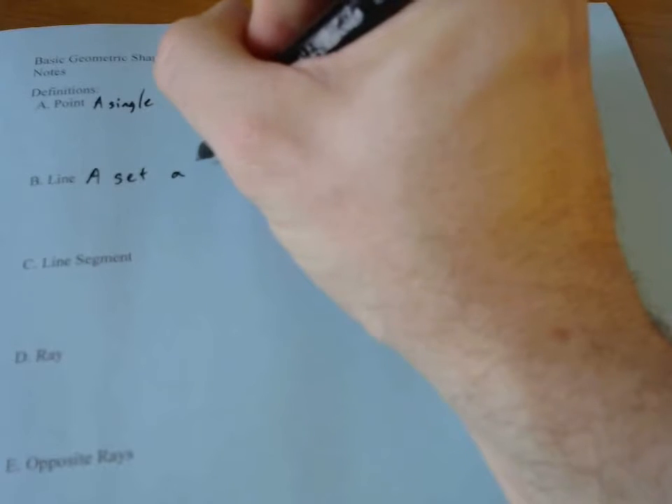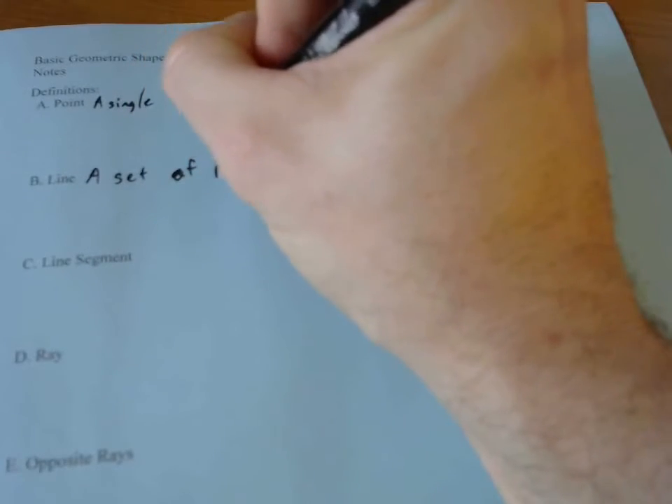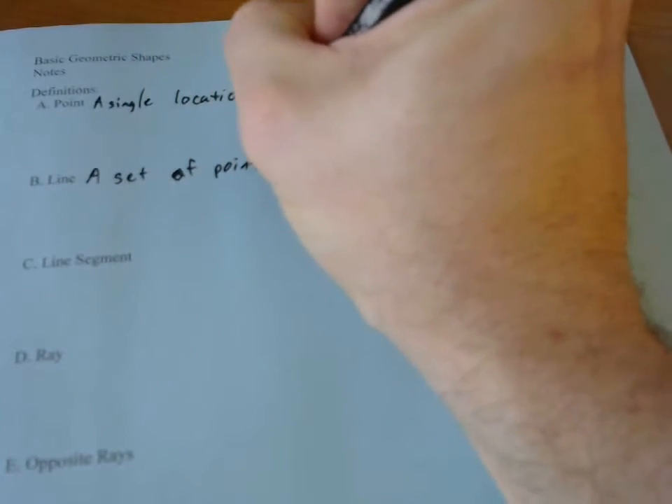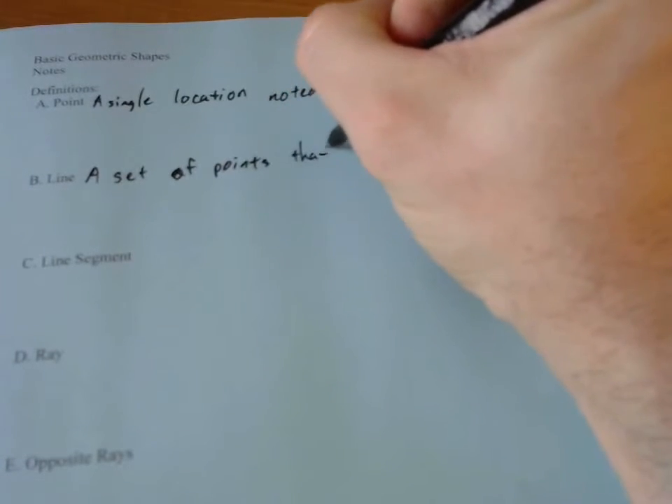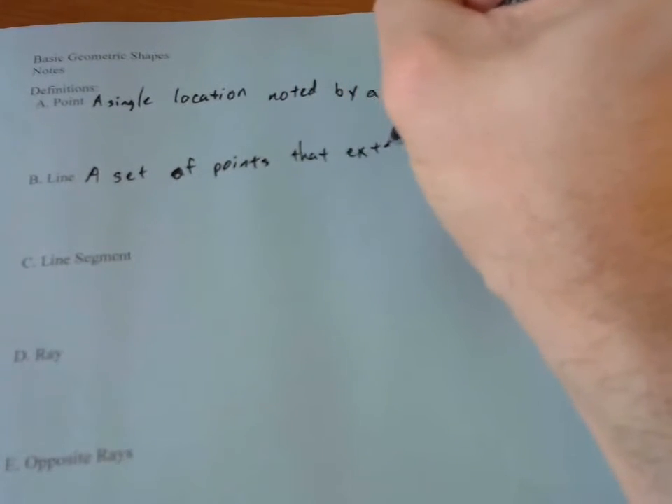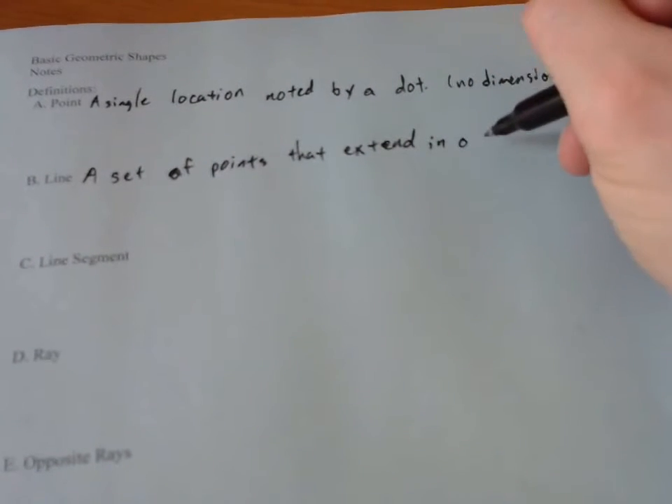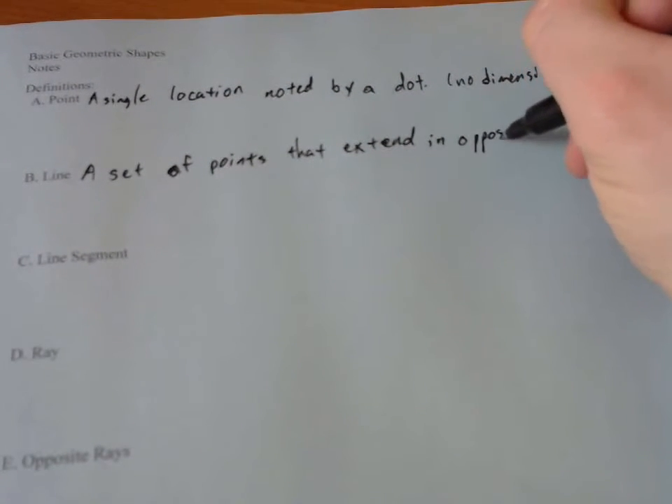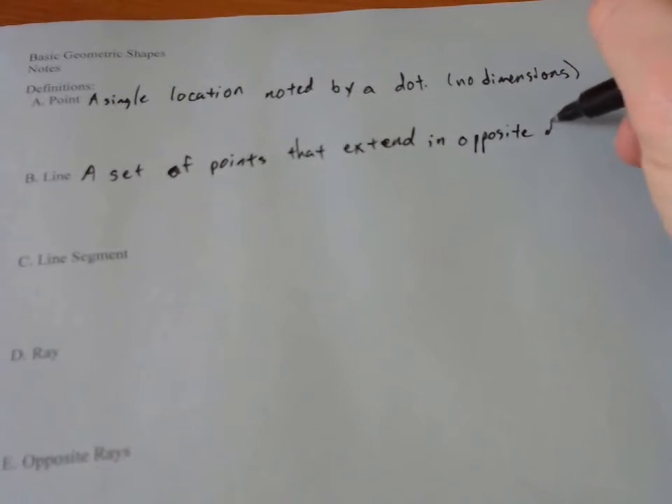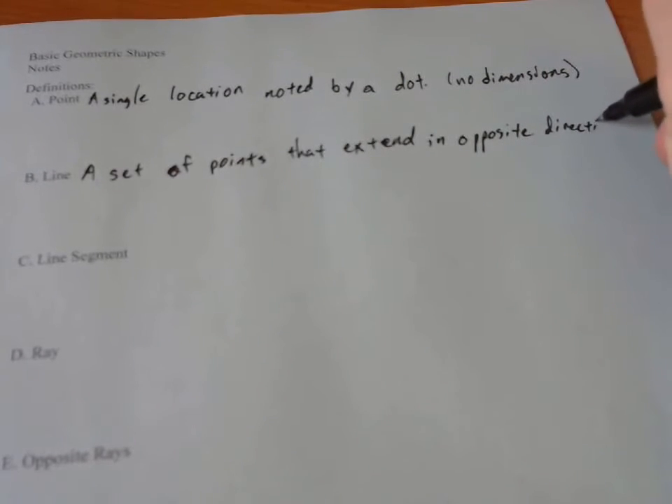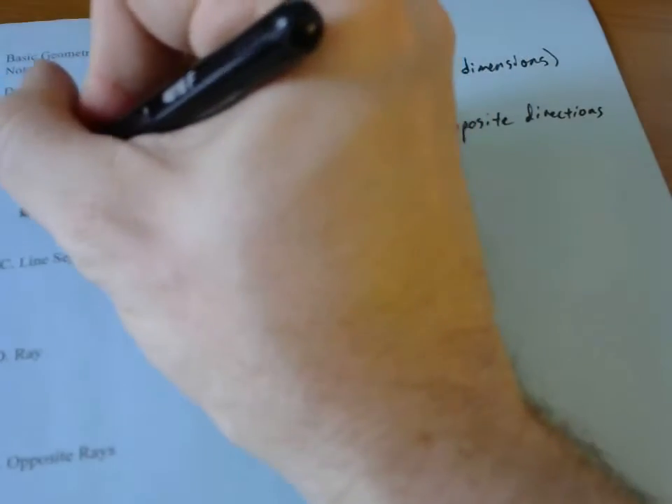So this is a set of points that extend in opposite directions infinitely.